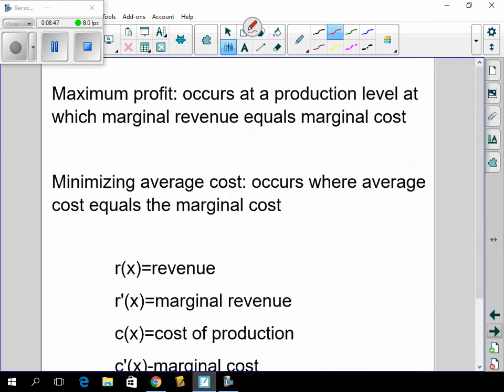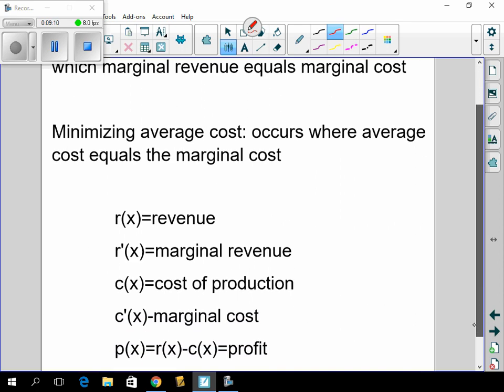So the next type of problem we're going to be dealing with is maximum and minimum profit and cost. The maximum profit occurs when our marginal revenue equals our marginal cost. And minimizing average cost occurs when the average cost is equal to the marginal cost. So these are some new terms.